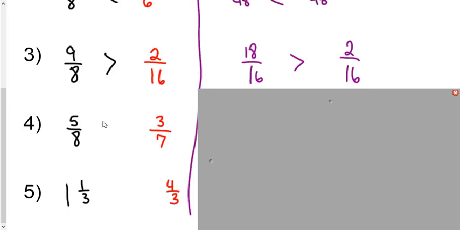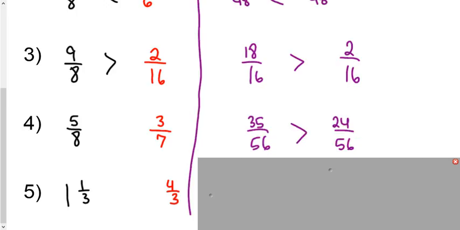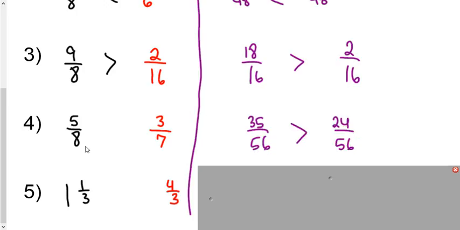Okay, in this case, 56 was our common denominator, is one way that you could do it. 8 times 7 is 56, so 5 times 7 is 35. We have to multiply top and bottom here by 8, so 8 times 7 is 56, 3 times 8 is 24. Well, 35 is bigger than 24, so 5/8 is bigger.